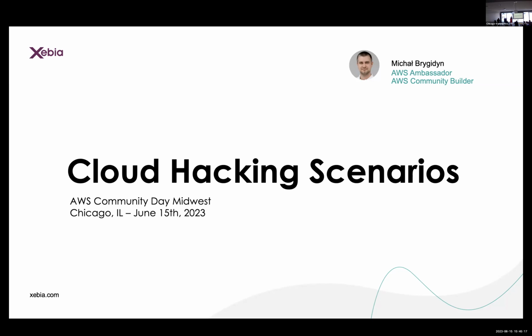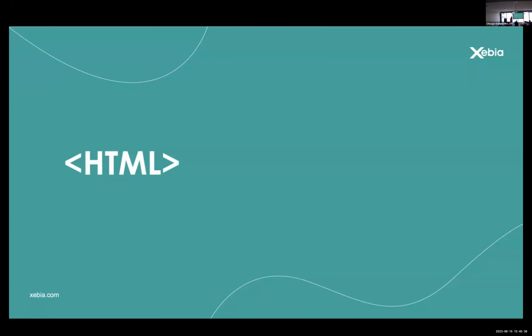Hello everyone, my name is Michał Brygiden. I work as a cloud security architect for Zibia in Poland. But what I do after work is a bit more interesting because I wear a white hat and I'm a security researcher trying to get admin access on your AWS accounts. And today I will show you how I do it so you can protect your accounts from me.